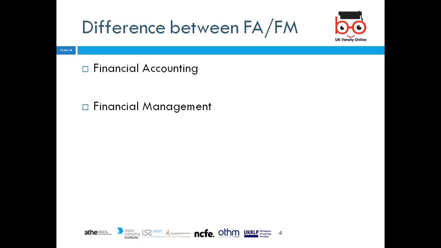ACCA is a chartered financial institute. AAT is an accounting institute, and CA is chartered accountancy, also a financial institute. CIMA is called the Financial Management Institute, where we are dealing more with costing.